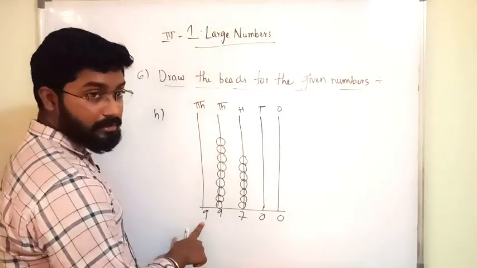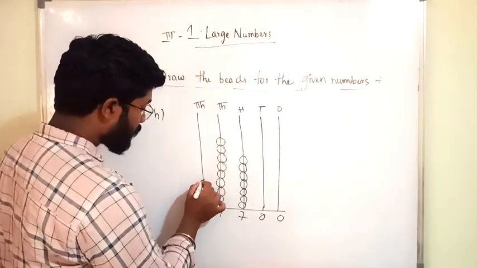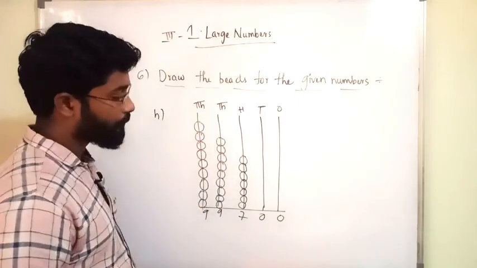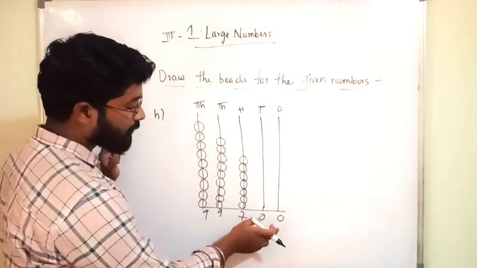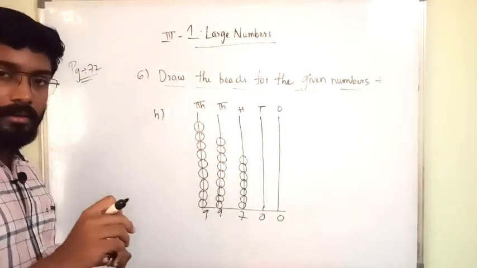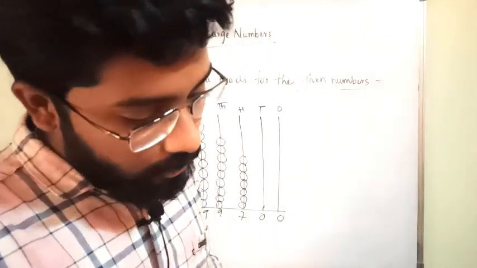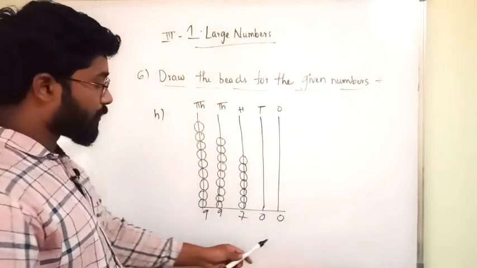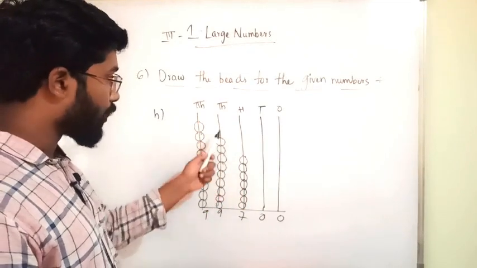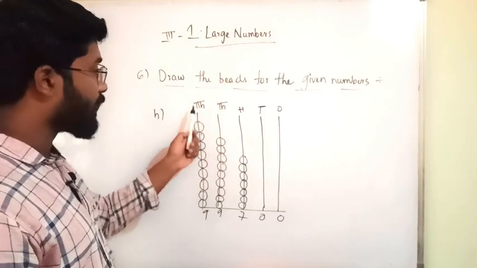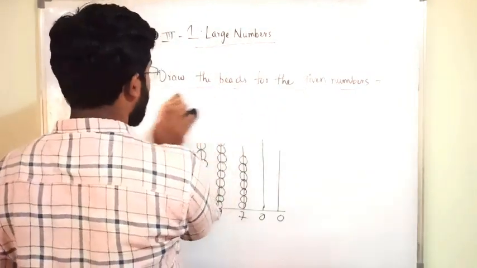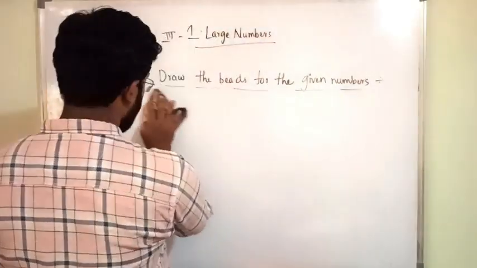Under 10,000's rod you are having which number? 9. 1, 2, 3, 4, 5, 6, 7, 8, 9. So you have to see the below number. Under which rod which number is there, that many beads you have to draw in that rod only, not in other rods. So this one we have completed. Representation 0, 0, so you should not draw anything. In hundreds you are having 7, so you should draw 7. Under thousands 9, under 10,000s 9 beads. Like that you have to draw.